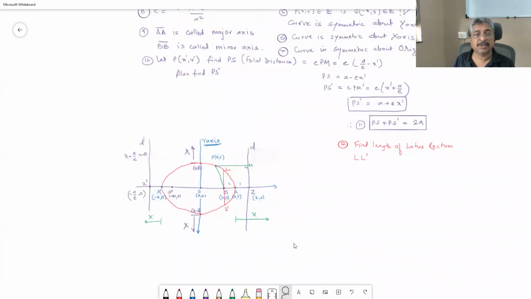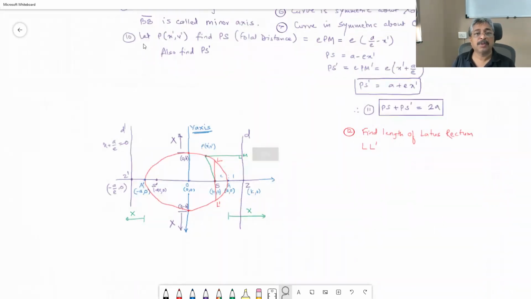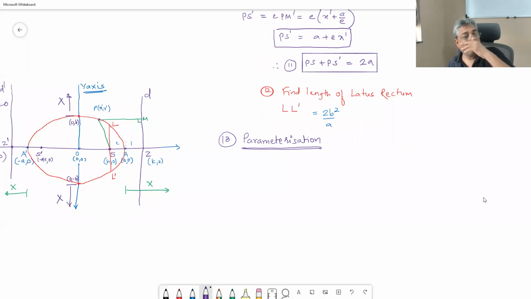LL dash is supposed to be your latus rectum. Okay, length of latus rectum is 2b square upon A. You can easily find out because you can find out the y coordinate of L and y coordinate of L dash, add them, you will get length of latus rectum.